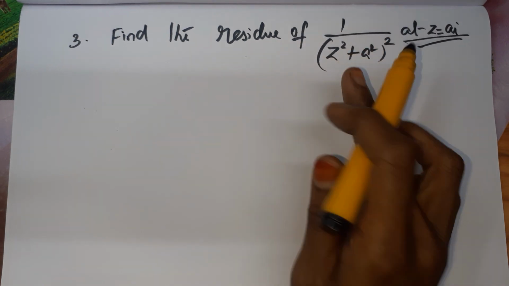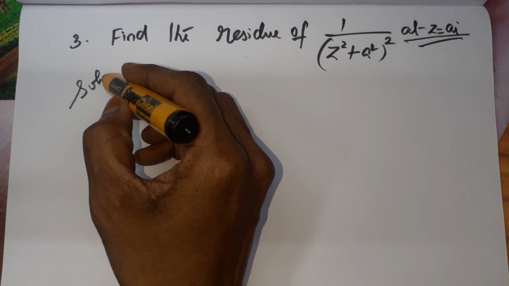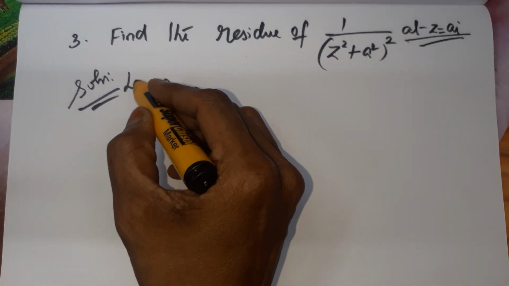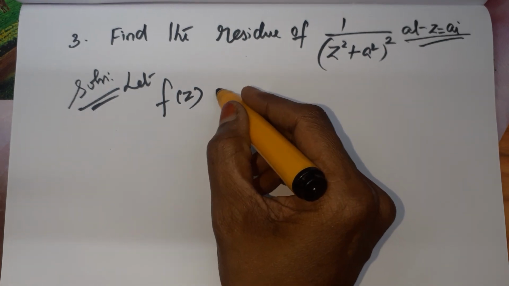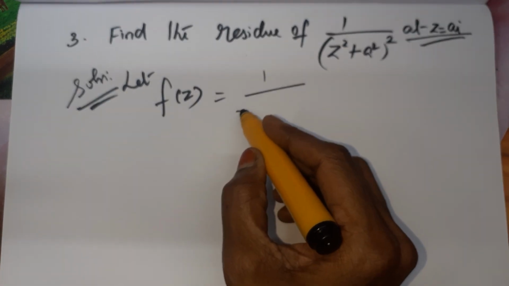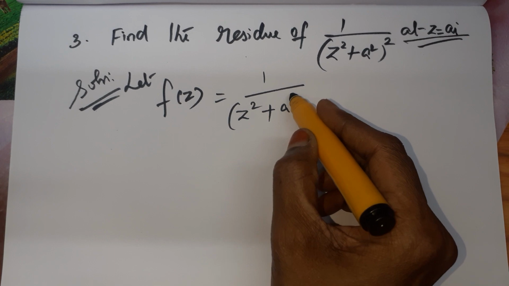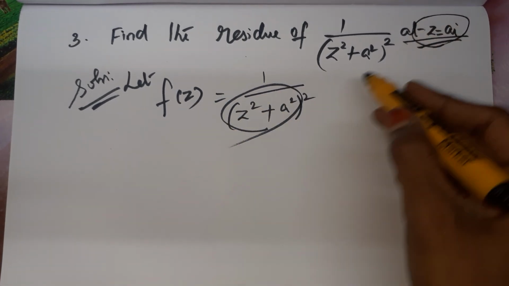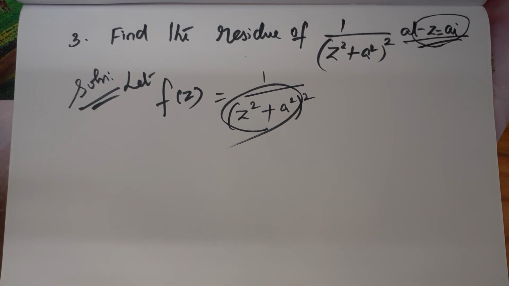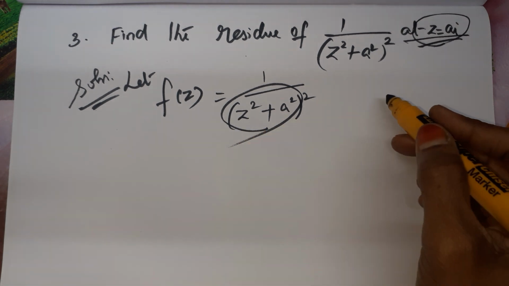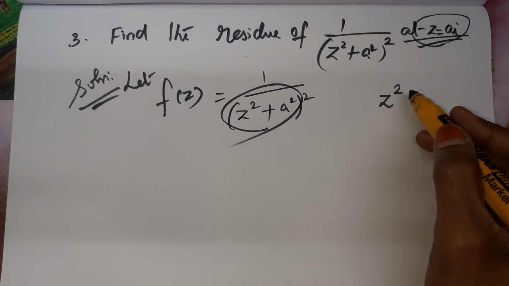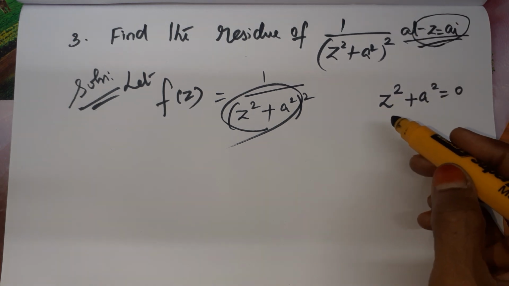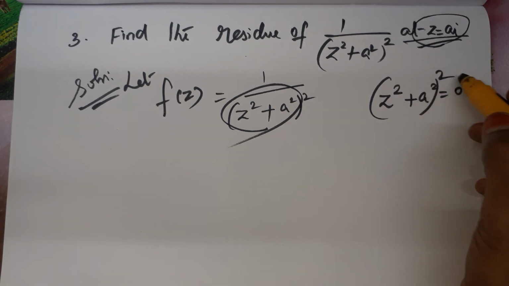This one. Okay. So first I am going to take the given term as f of z. So let f of z is equal to 1 by (z squared plus a squared) the whole square. This one I am going to factorize because I am going to split this for this pole. Okay. So how can I factorize this? What I said: to calculate poles, we have to set the denominator term equal to 0. The whole square equal to 0.